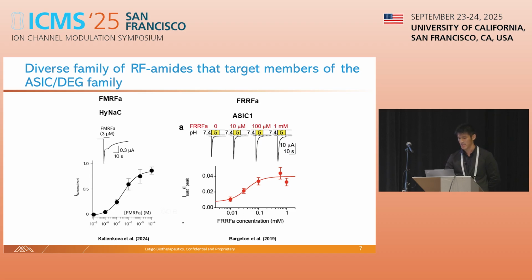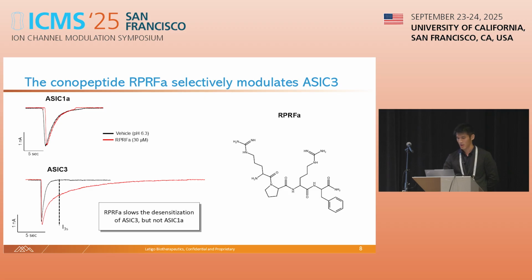ASIC is part of the larger ENaC/degenerin family, where small peptide RFamides have been shown to activate the channel. Here I'm showing FMRFa and its activity on the hydra sodium channel HyNaC, and FRFa and its activity on ASIC1. As you can see here, in our case the effect is only very modest. You can barely see any effect. So we looked for RFamides that selectively target ASIC3 and found this peptide RPRFa, which selectively slows the desensitization of ASIC3, but not so much in ASIC1.